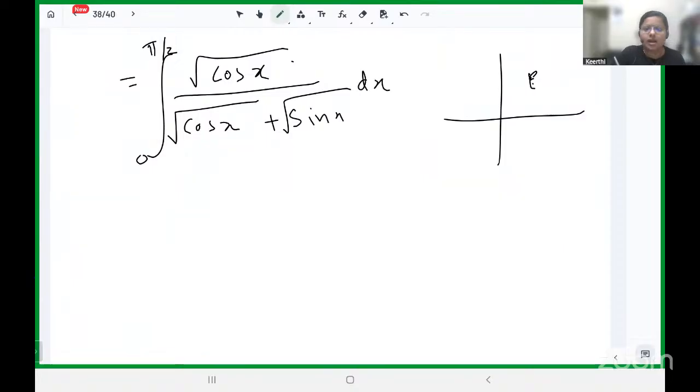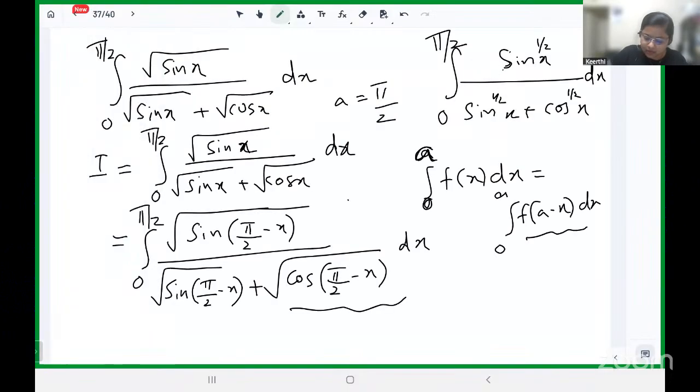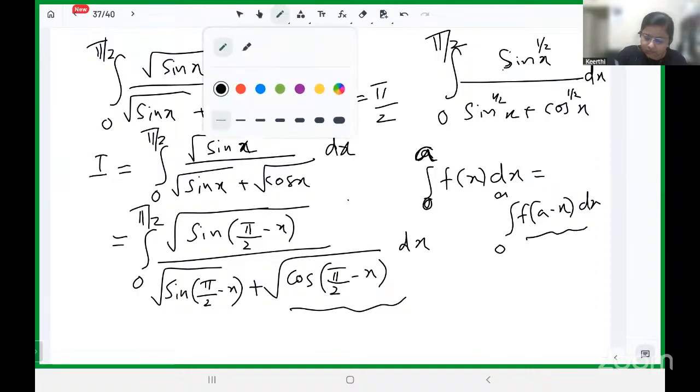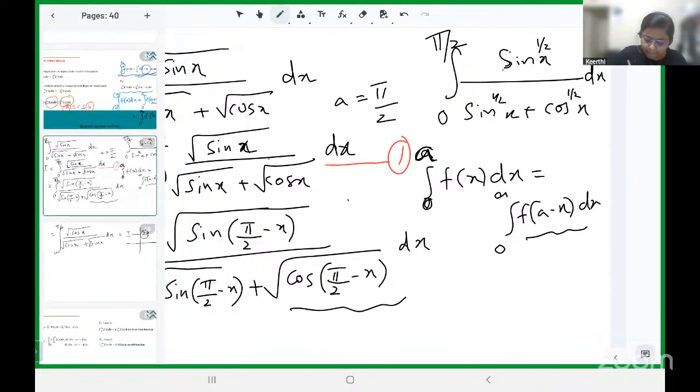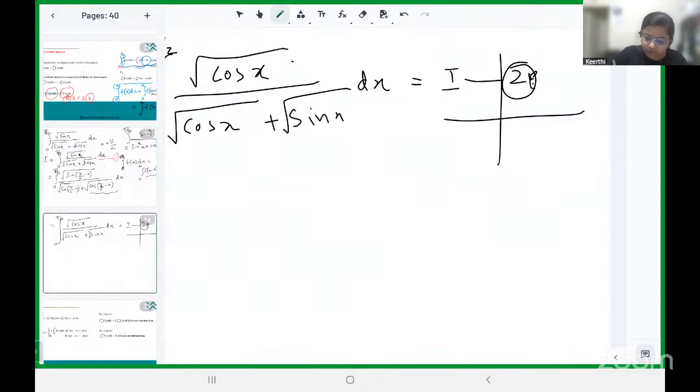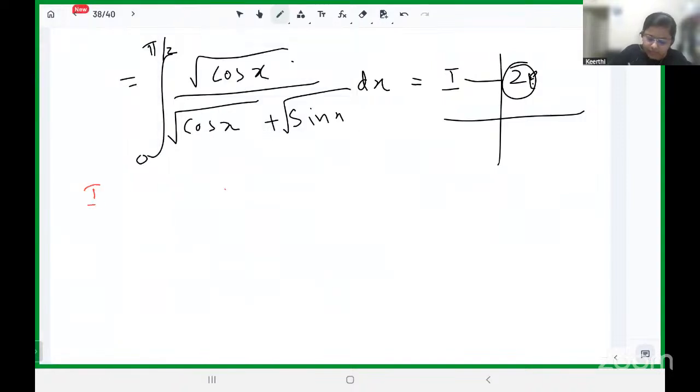Now this was our I, right? We started from I and we got this one. So this is equal to I. Now we are adding this one. Let's mark this as 2, and where was our I? So this is the first one. So we are going to add these two, that is I plus I. I plus I means 1 plus 2 will give you I plus I.